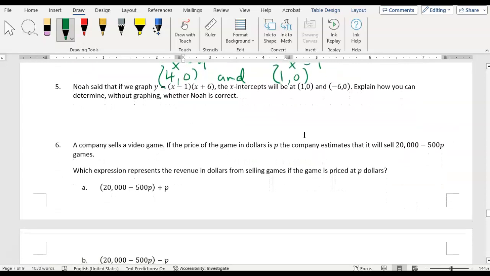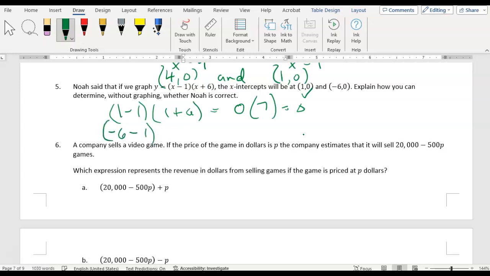Noah said that if we graph this equation, the x-intercepts will be 1 comma 0 and negative 6 comma 0. Explain how you can determine without graphing whether Noah is correct. Well, we can plug 1 in, and we get 1 minus 1 times 1 plus 6. This one honestly doesn't matter because we're going to get 0 times 7, which is 0. So we know that this one works out because we have a y value of 0, and it is correct.